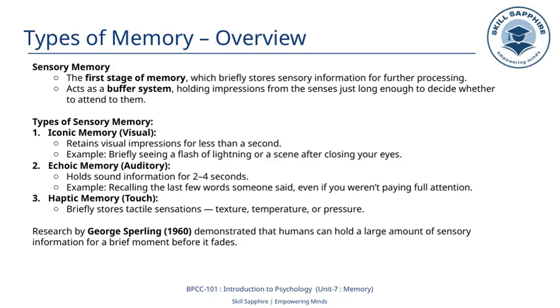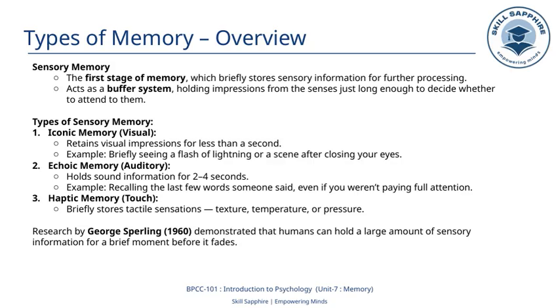Next is echoic memory, which is related to sound. It holds auditory information for about 2 to 4 seconds. So, even if you weren't fully paying attention, you might still be able to recall the last few words someone said just moments ago. Then there's haptic memory, which deals with touch. It stores tactile sensations like the texture, temperature, or pressure we feel.